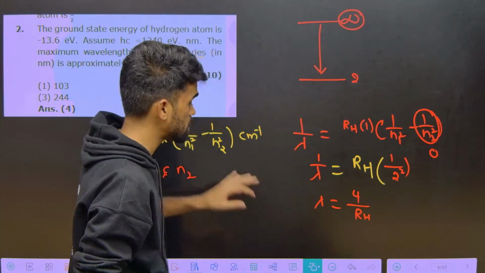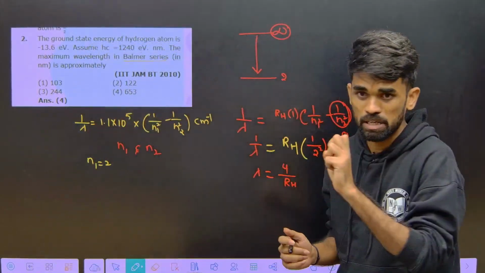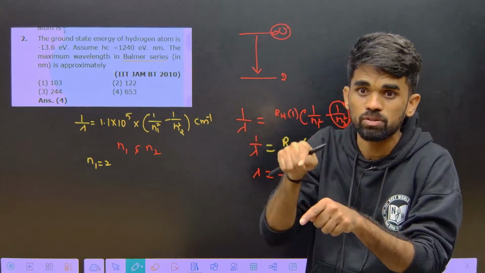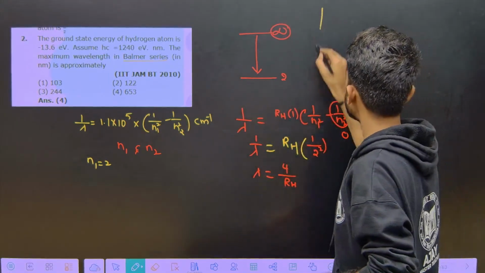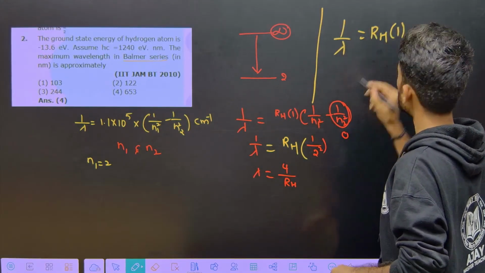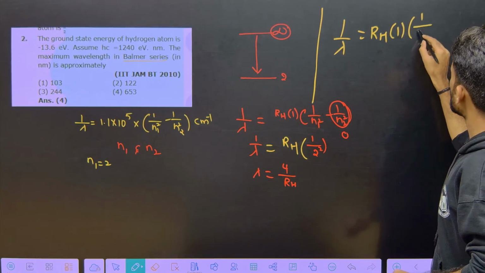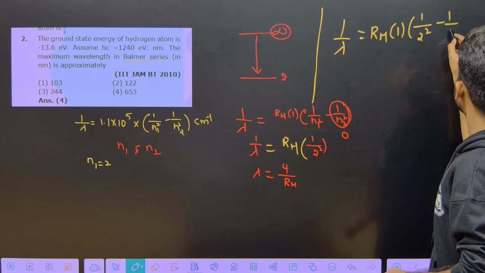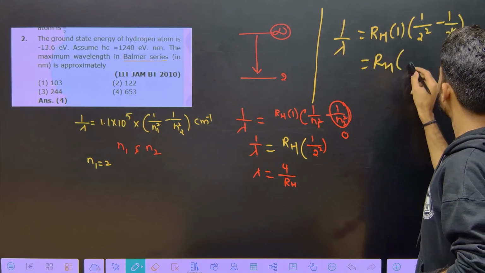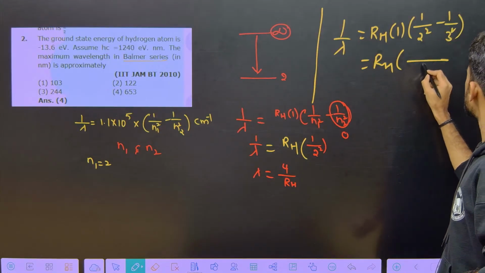So what is the other condition we can consider? They are asking minimum and maximum. To avoid confusion, there are only two possibilities: one is from infinite to the second level, and another is from the third level to the second level. So for that, 1 by lambda equals RH, for hydrogen Z square is 1, into 1 by 2 square minus 1 by 3 square. The common denominator is 36, 4 into 9.